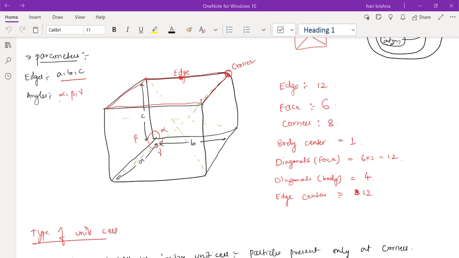So any doubts up to this? No, sir. What about the remaining? No, sir.